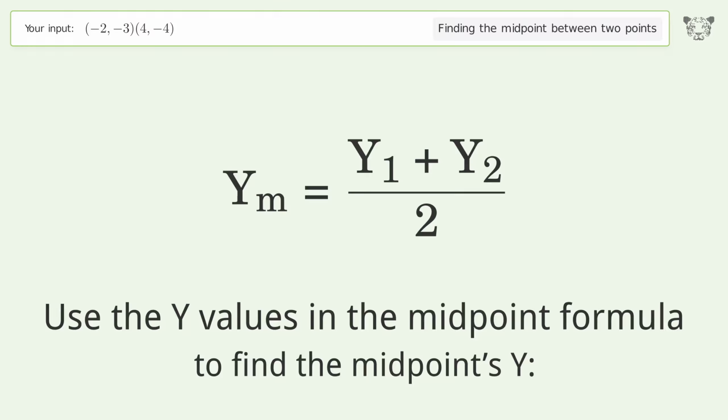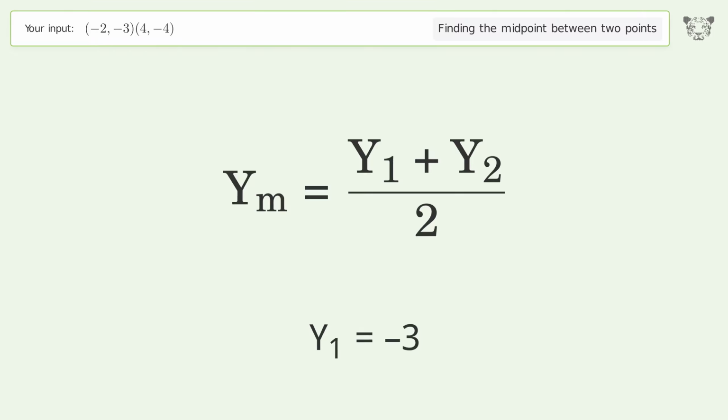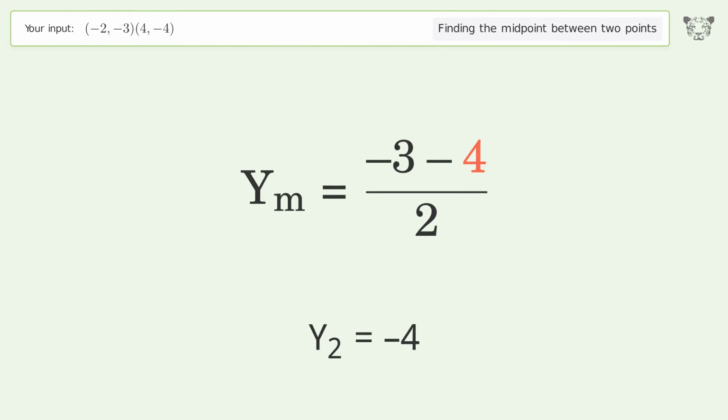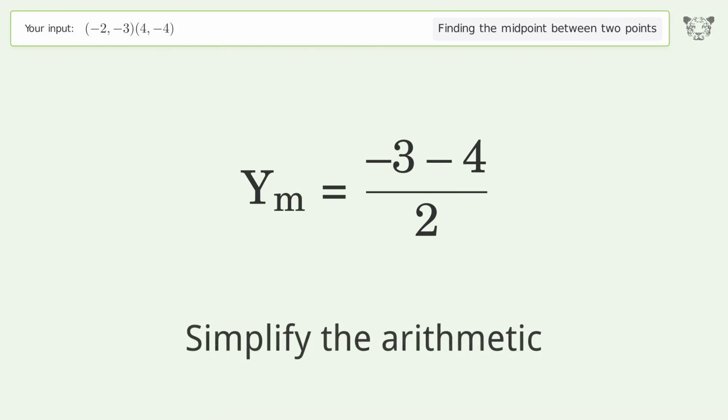Use the y values in the midpoint formula to find the midpoint's y. y1 equals -3. y2 equals -4. Simplify the arithmetic.